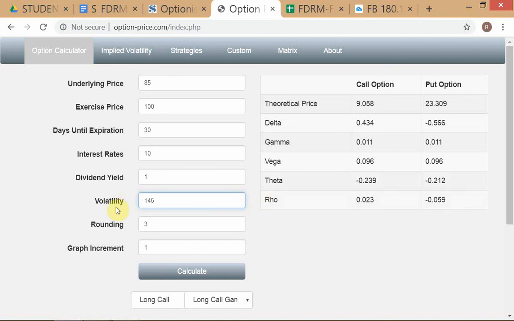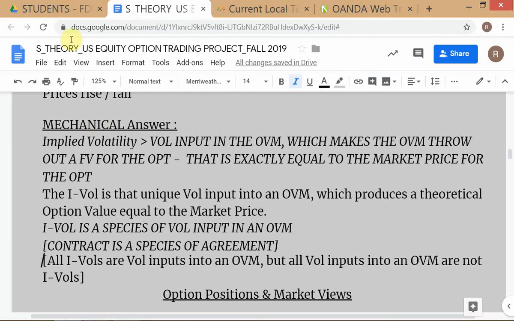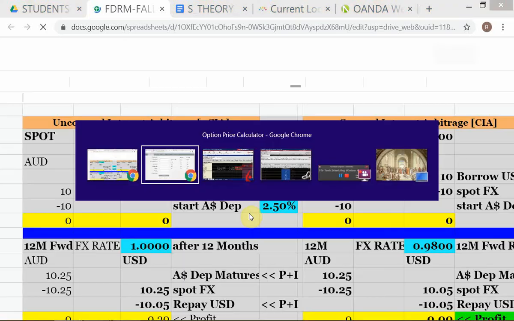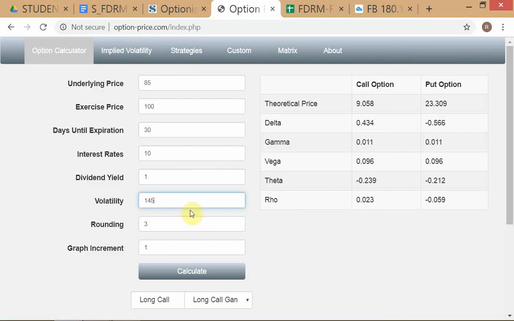This is where the real problem lies. This is what really makes it a fair value model, a subjective model. That's why I put it as not a proper application of the, if we go back to the student's FDRM calc, why have I listed it under this? Because they use arbitrary valuation principles to arrive at the fair value estimates of the call price. But it is not truly arbitrage.